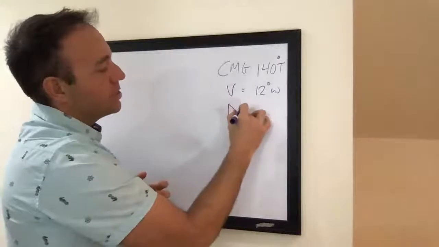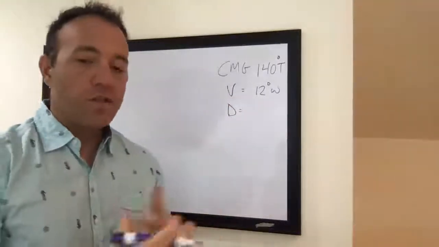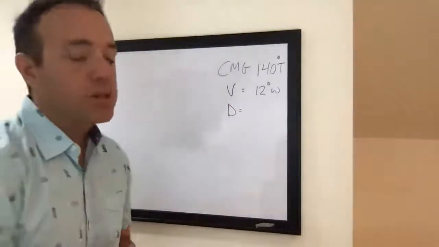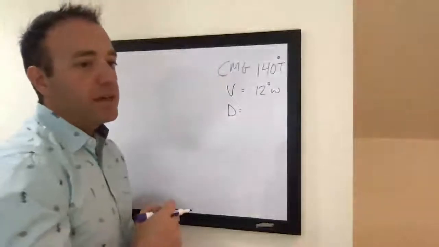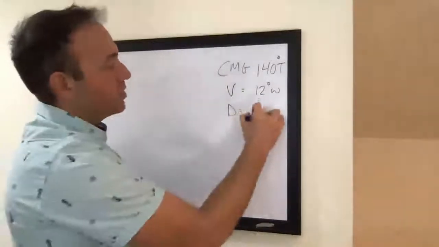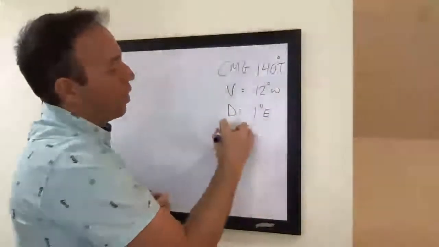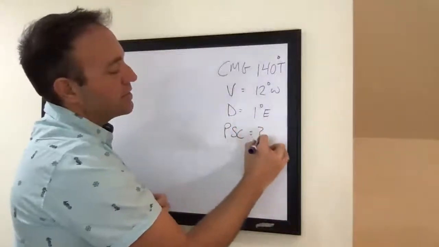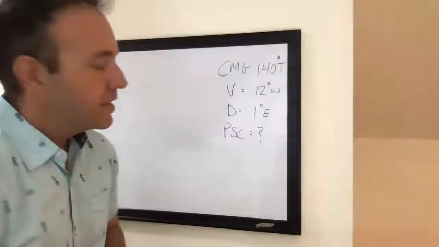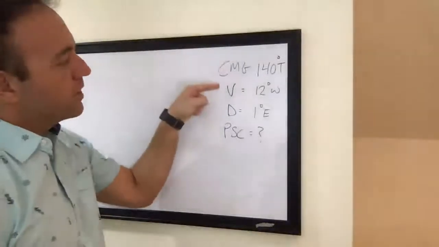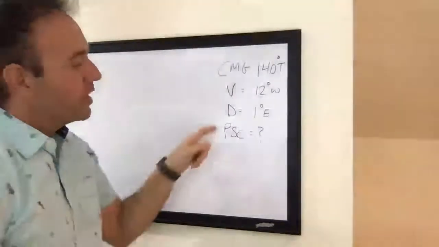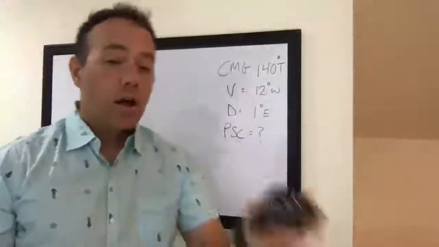Deviation, right? Deviation is based on the ship itself. It's all the metal and the electronics and all the things in the ship that are causing the compass to deviate. Deviation in this case is 1 degree east. What course do we steer PSC? So we have a charted course, we've got a variation and a deviation, and we want to know what we're going to steer on the actual compass.